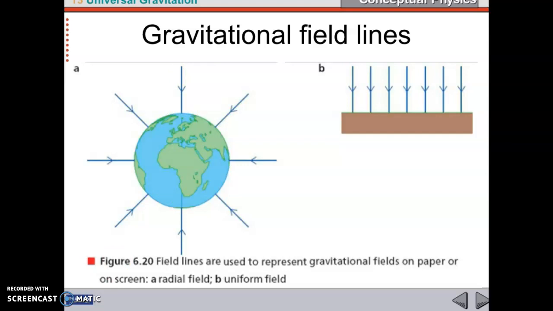Field lines must be drawn accurately in the sense that you should use a ruler and you should be very careful about these spaces. On the surface, we assume that the value is constant, and this is a uniform field. The lines are equally spaced out to show that the value is constant. Now that happens on the surface because at very small distances, the value of g does not really change much. So therefore we demonstrate that by keeping the spaces pretty much constant. You should know both the radial and the uniform field diagrams off by heart.